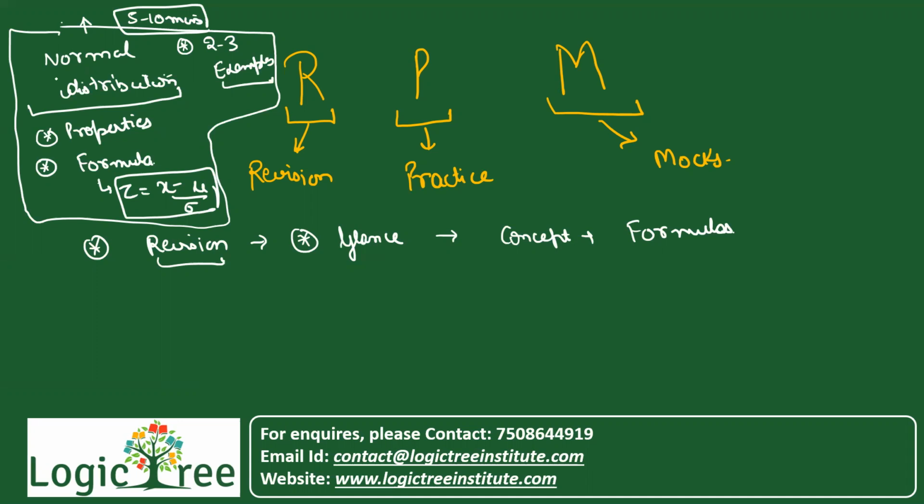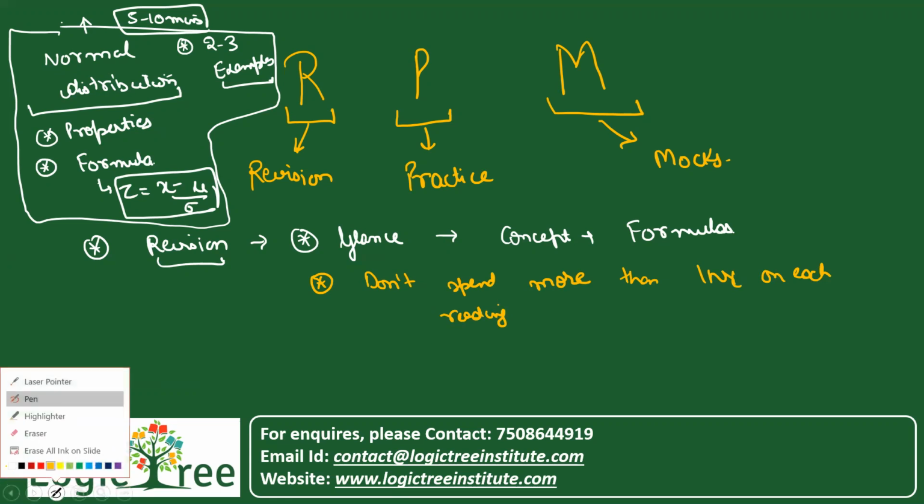Now, if you go through the whole chapter, which is common probability distributions, by doing this methodology I'm sure it will take you less than 1 hour to complete the whole reading. And that is what I recommend. Whenever you're doing the revision, make sure you don't spend more than 1 hour on each reading. One hour is the maximum limit. You don't have to spend more than that.